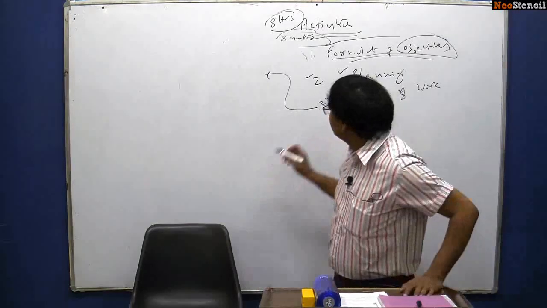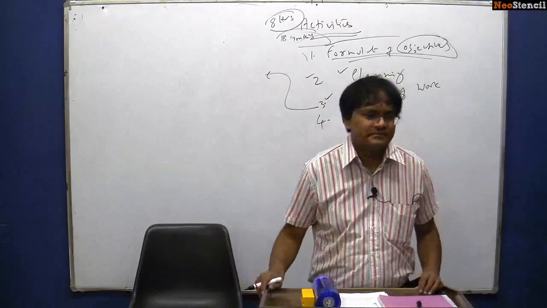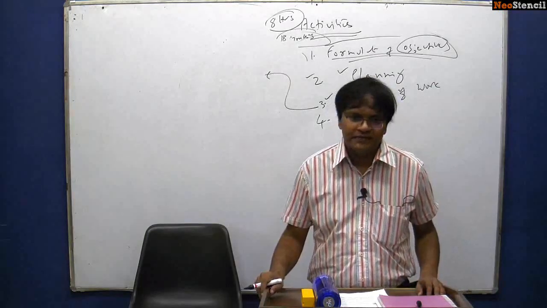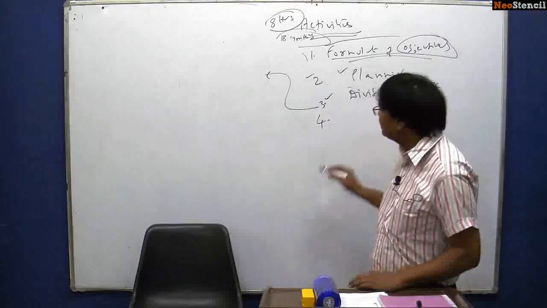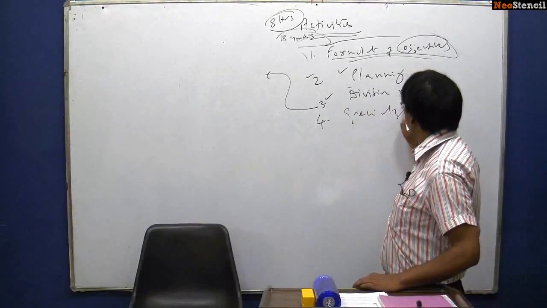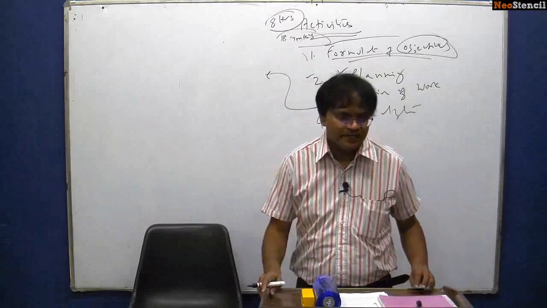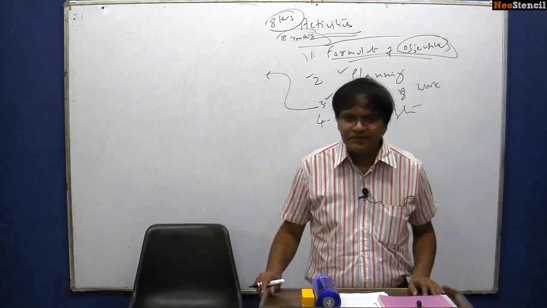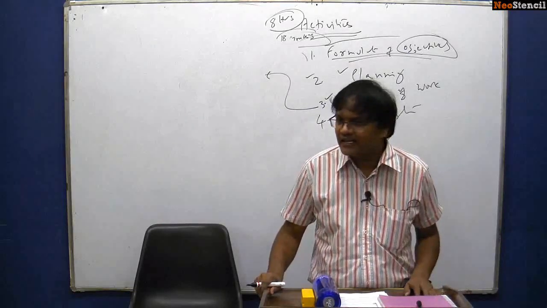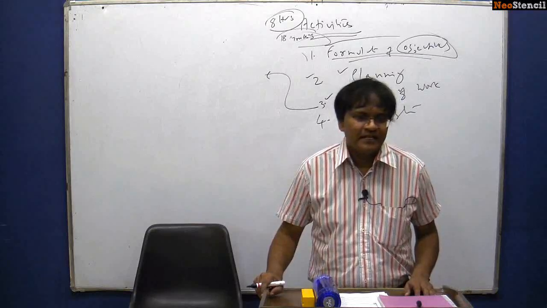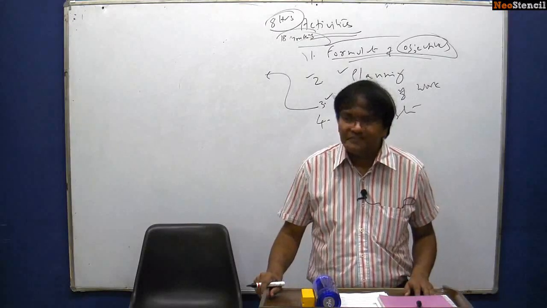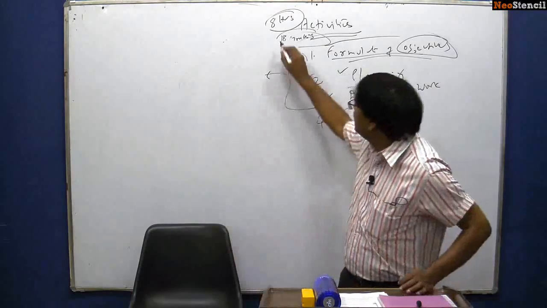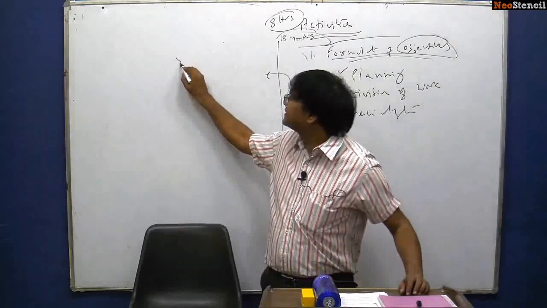Right? After division of work, what is the next step? With the division of work comes specialization. One person would be performing the same task again and again. What happens? He would become efficient in that particular task. Specialization.